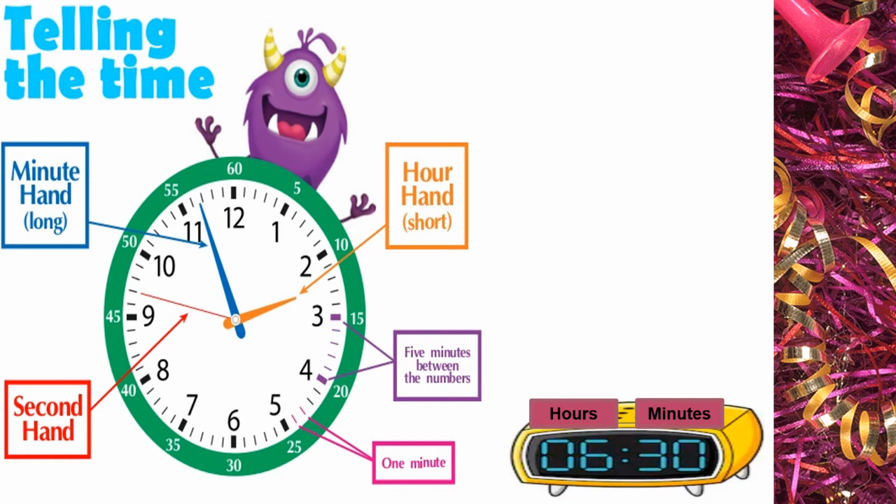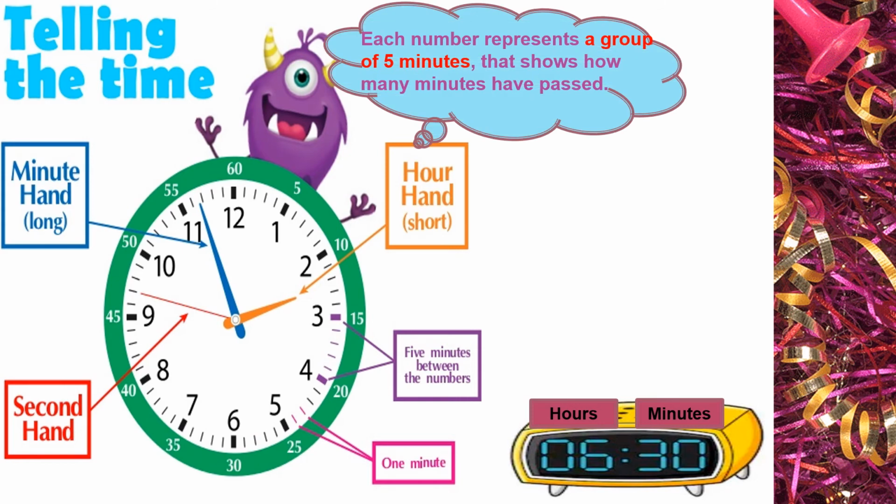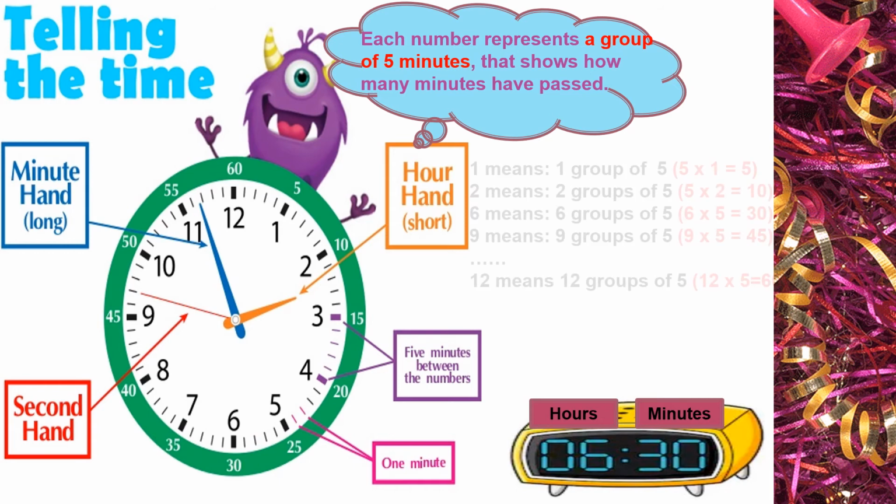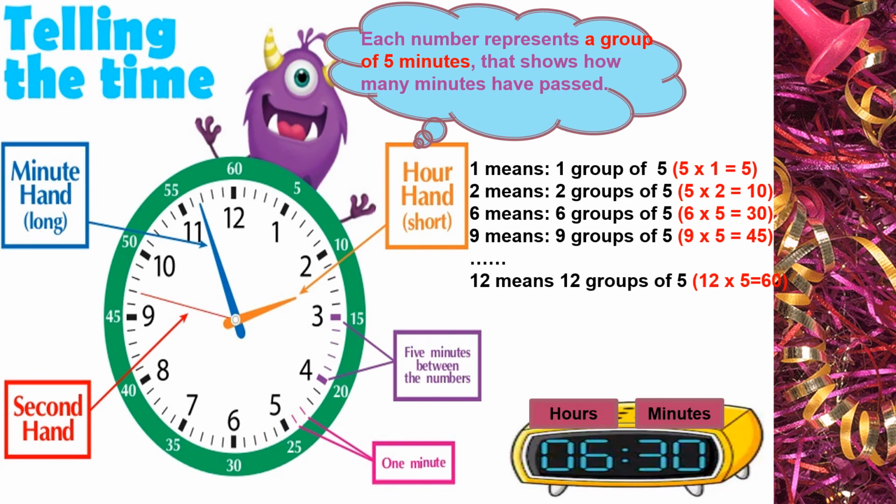Between each number and the other one, we have 5 minutes. Our monitor here will tell us. Each number represents a group of 5 minutes that shows how many minutes have passed. So when the long hand looks at 12 and it moved to 1, it means 5 minutes have passed. So it means one group of 5 minutes has passed. So 1 means one group of 5.